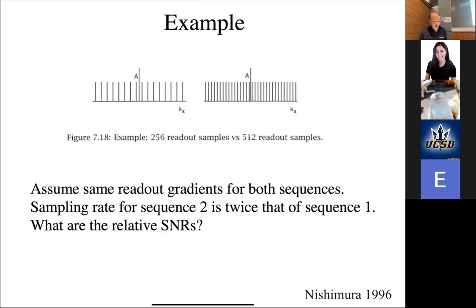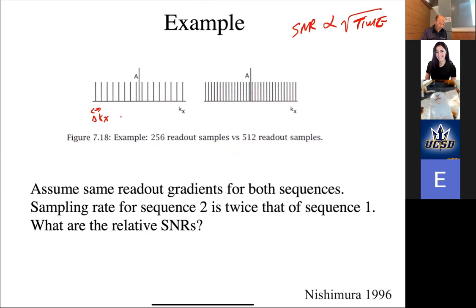So let's look at just an example to drive home that really the defining feature is always SNR is square root of time, okay? So here we're looking at two different examples in k-space where I can either acquire 256 readout samples or 512 readout samples. So in this case, delta kx is twice as large here.